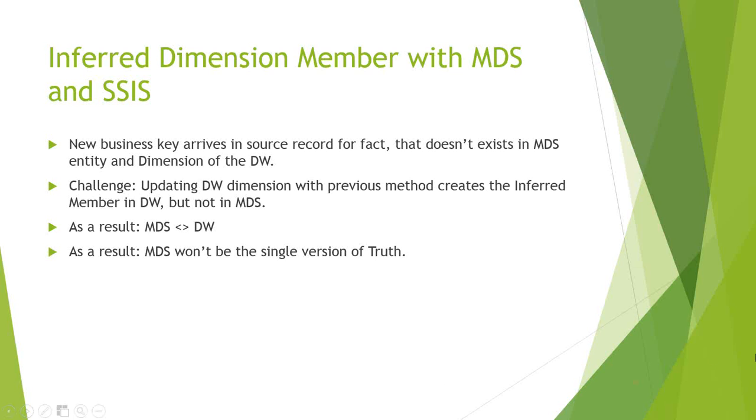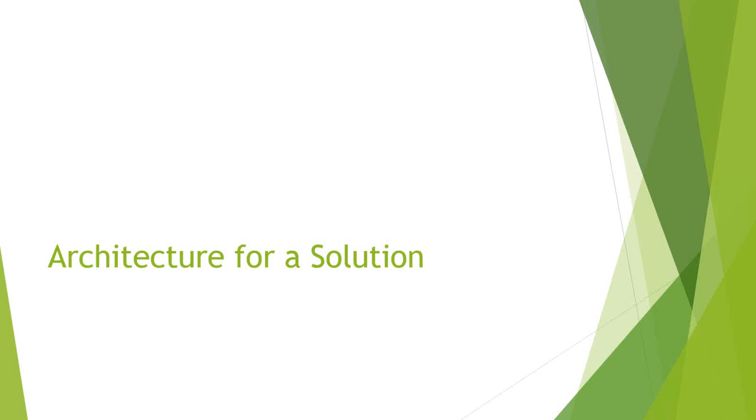Then the MDS will not be the single version of truth, because this is not the updated record. If the business users want to come and modify the inferred record, they cannot, because that inferred record does not exist in the MDS. It does exist in the data warehouse. So that's the challenge, and what we should do to solve it is to create that inferred dimension member record in both the data warehouse and MDS to keep them synchronized.